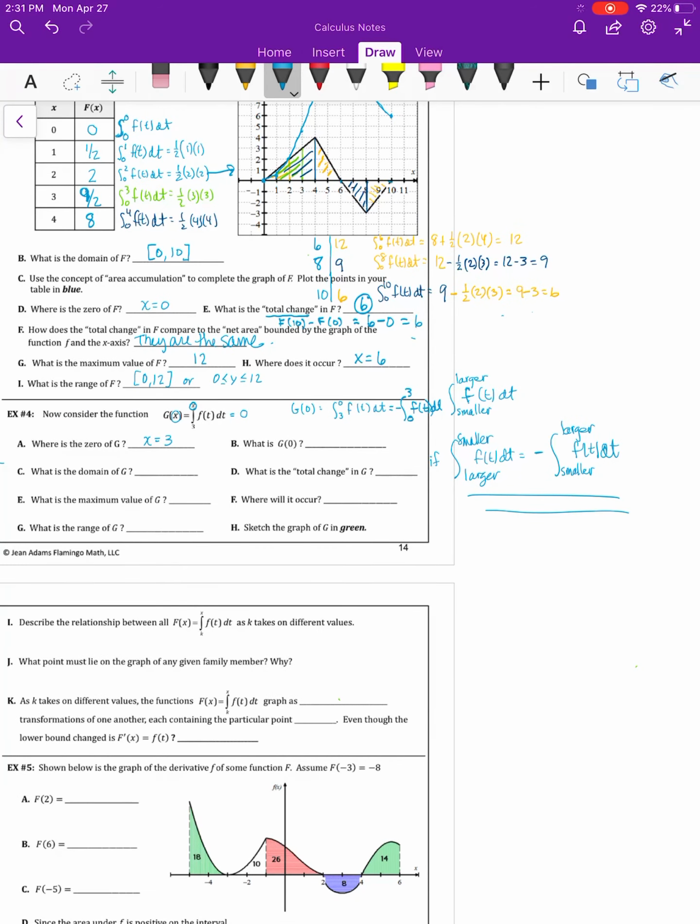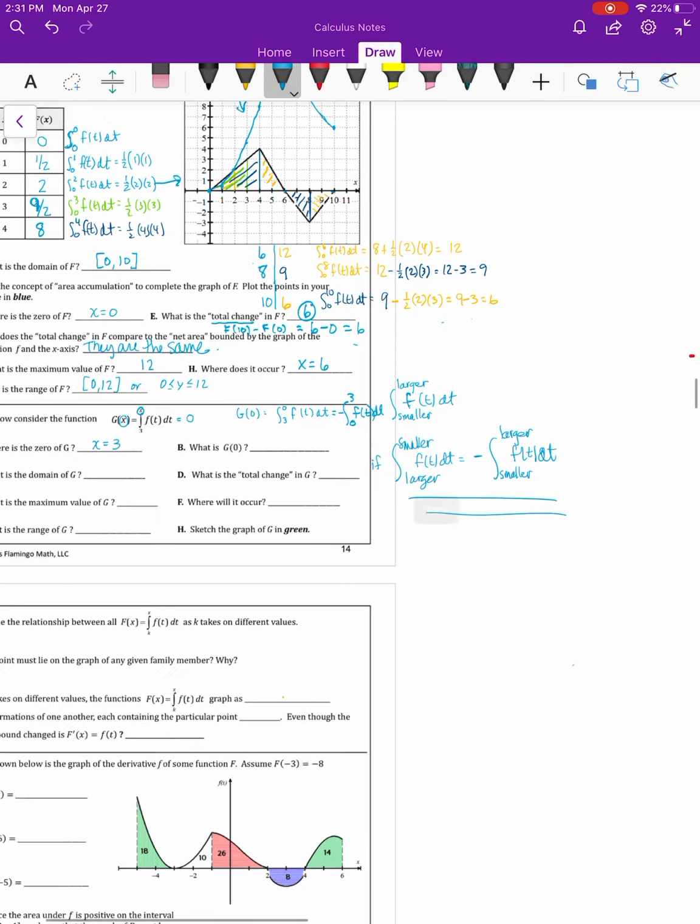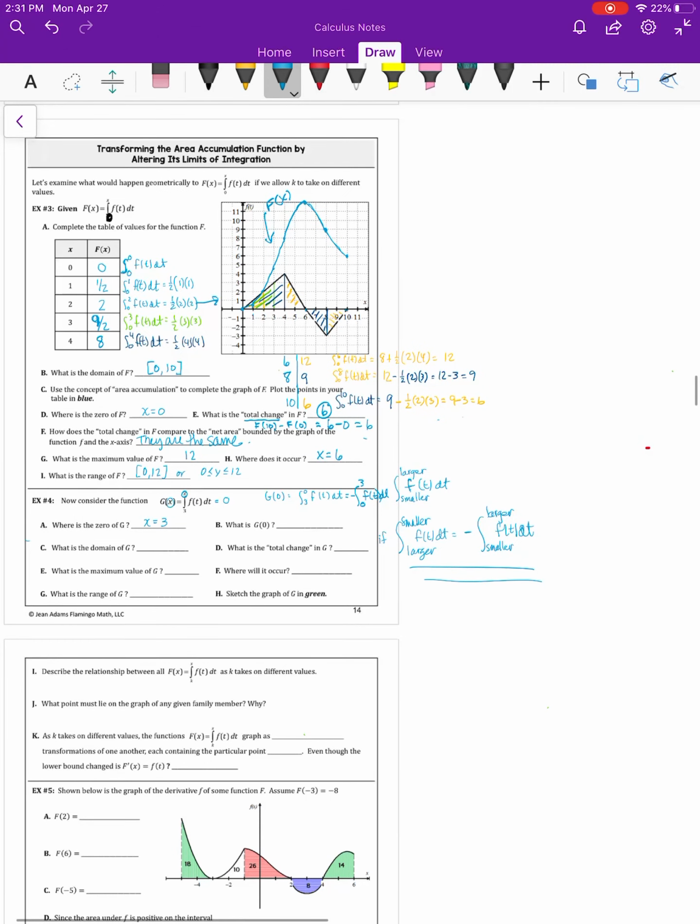And so for that one, we are still on this graph. From 0 to 3, we said that was 9/2, but now g of 0 would be negative 9/2 because of how they've defined big G. Big G starts at 3 and goes to x, f of t dt, okay?